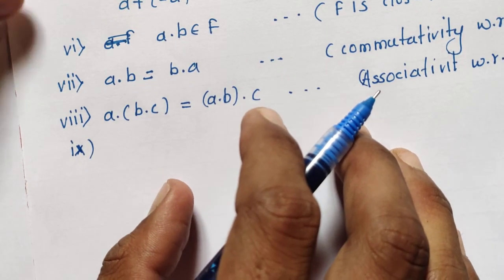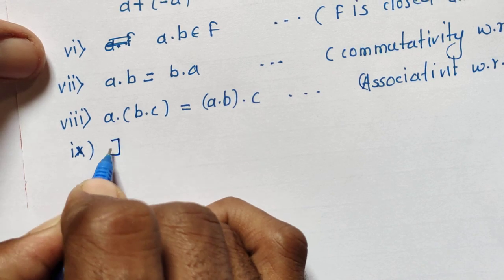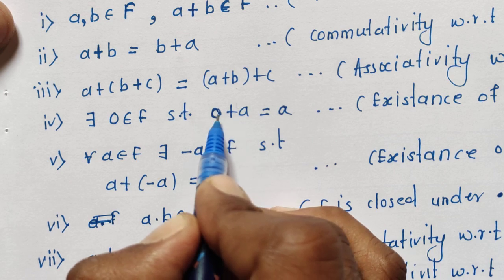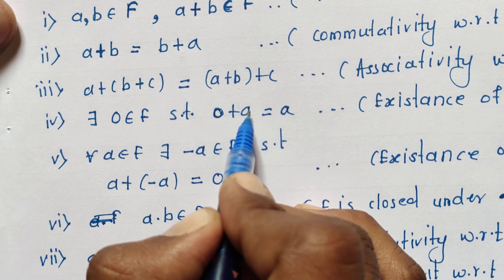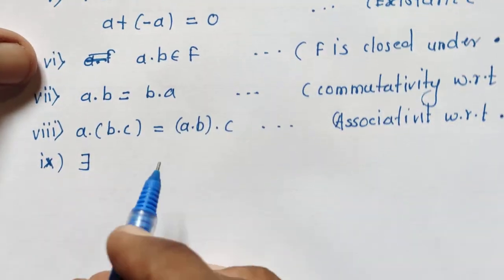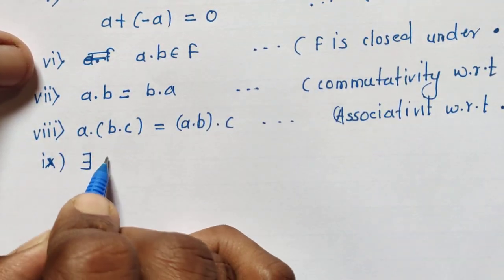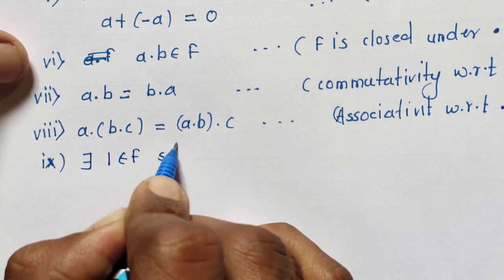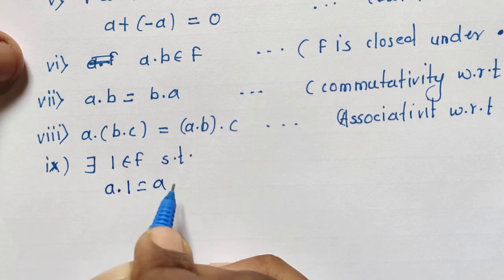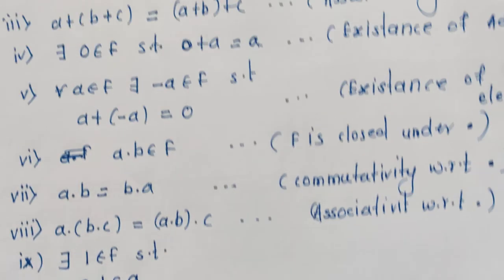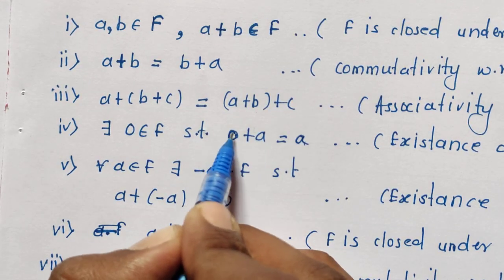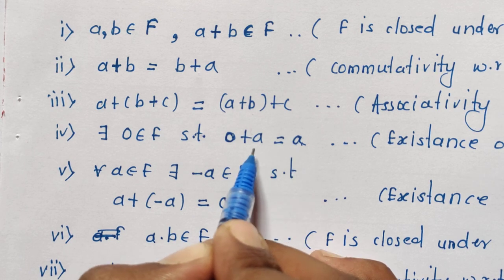Now the ninth property, existence of unity. Existence of unity means there exists 0 belonging to F such that if we add this 0 with any element A of set F, then their addition is A. Now with respect to multiplication, there exists 1 belonging to F such that if we multiply any A with 1, then their multiplication is that number A itself.